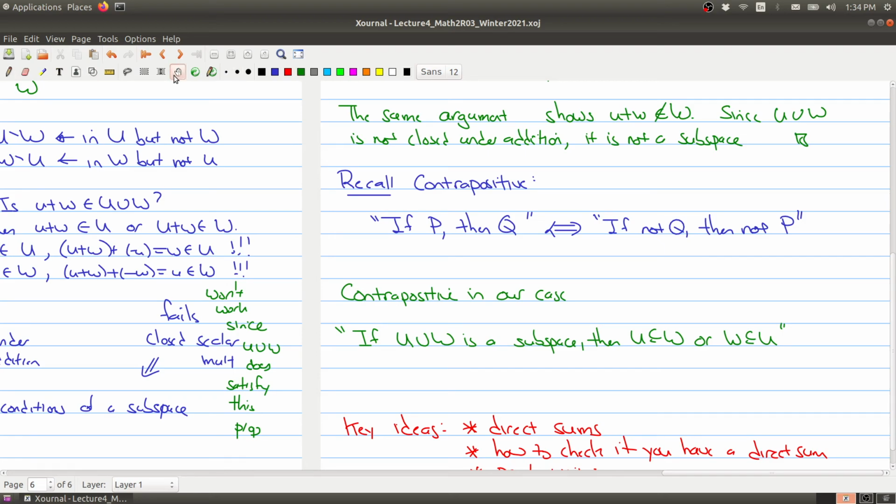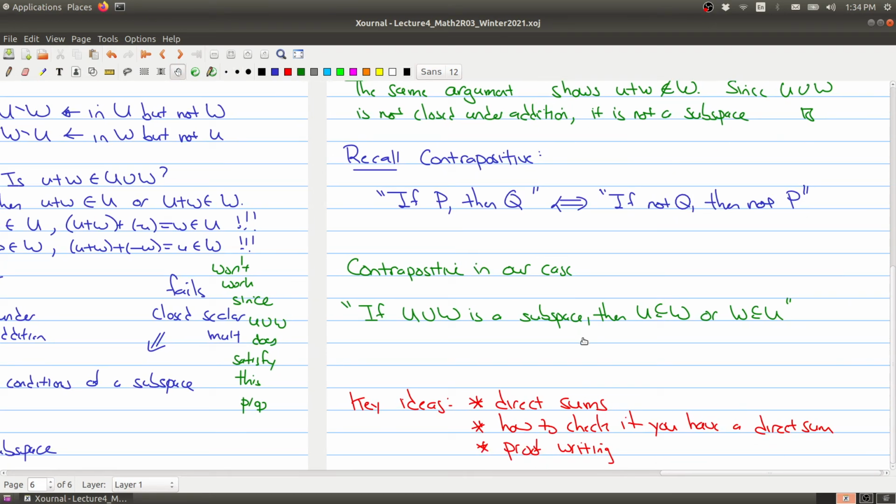Okay, so key ideas from today's lecture. Well, first of all, we learned about direct sums. That's the new linear algebra thing that we learned. We learned how to check if you have a direct sum by checking the zero element. And finally, we learned about proofwriting. Okay, we learned a couple things about proofwriting. So we'll stop there, and I'll see you in lecture 5.